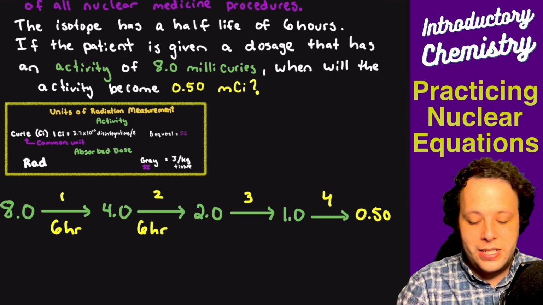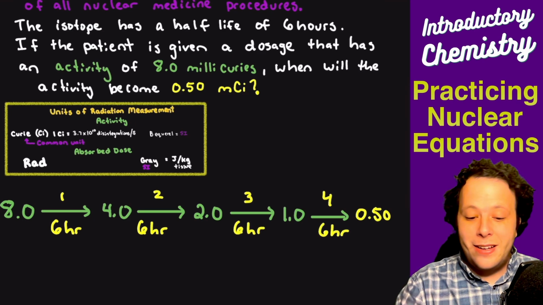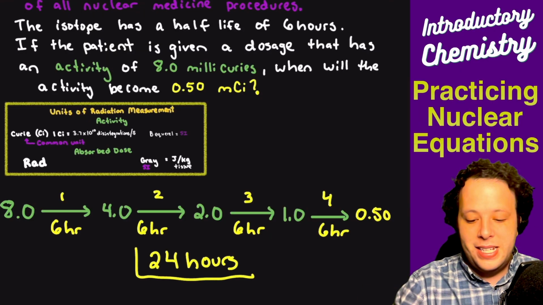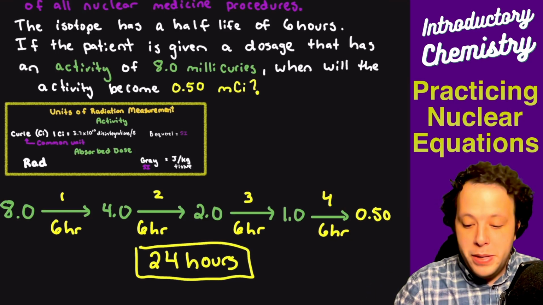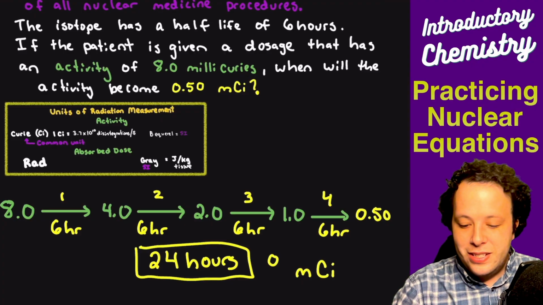So we're going to have 6 plus 6 plus 6. So how many total hours have passed over the course of time? You'll add them all up and you'll see that 24 hours have passed in order to go from 8 to 0.5 millicuries. Okay, so that's going to be mCi is what that unit is.